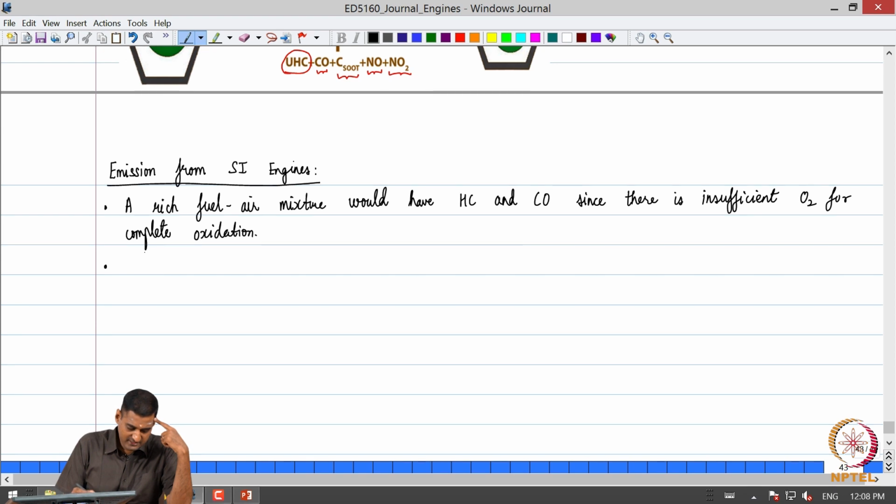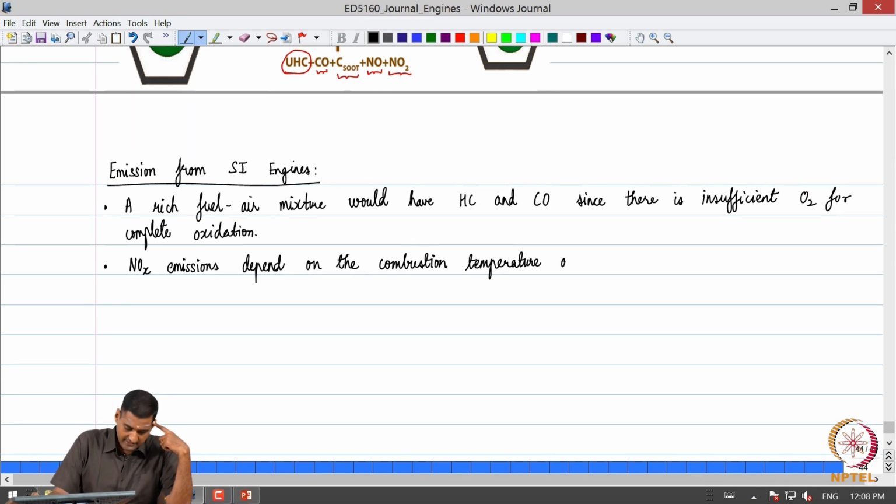So NOx emissions depend on the combustion temperature and hence are the highest at near stoichiometric conditions.